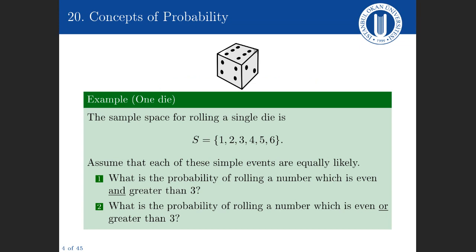For example, let's suppose we have one die. The sample space for rolling one die is a set containing the numbers 1, 2, 3, 4, 5, and 6. And we're going to assume that we have a fair die. In other words, we're going to assume that each of these simple events are equally likely. And then we're asked two questions. What is the probability of rolling a number which is even and greater than 3? What is the probability of rolling a number which is even or greater than 3?